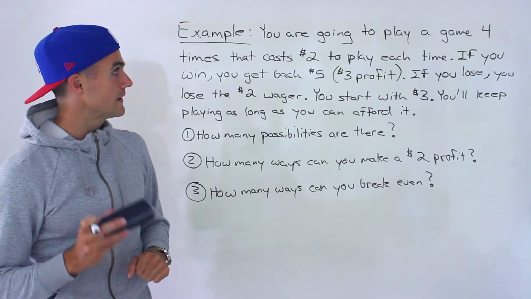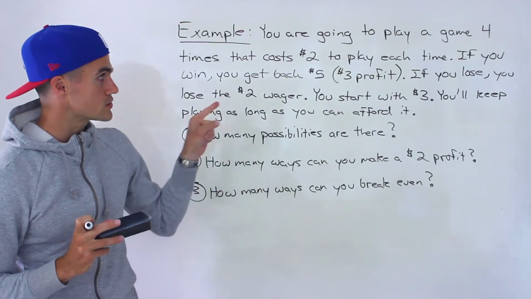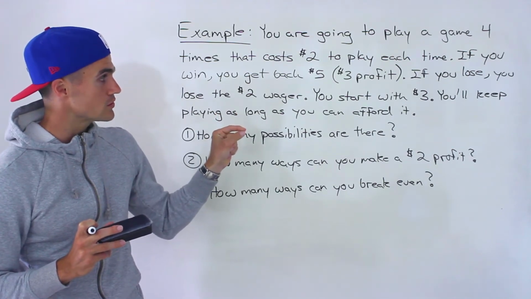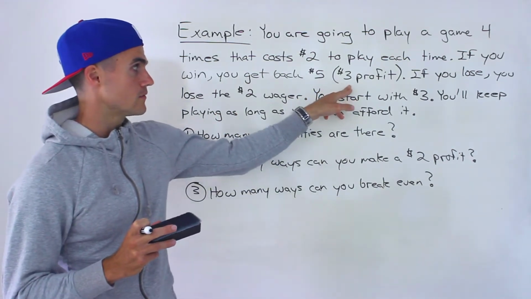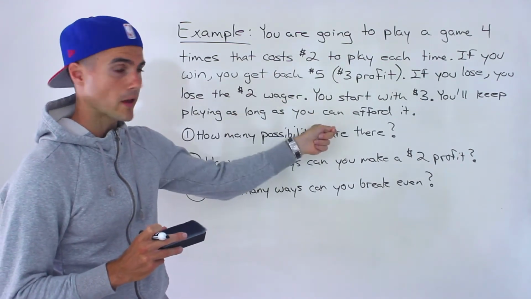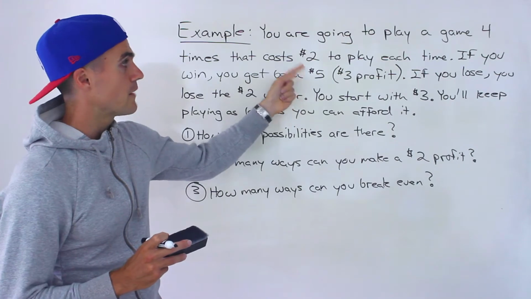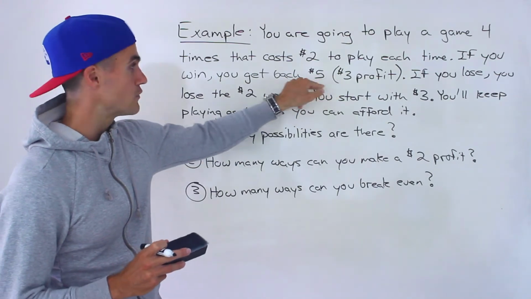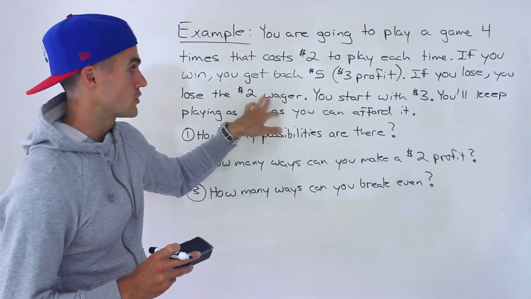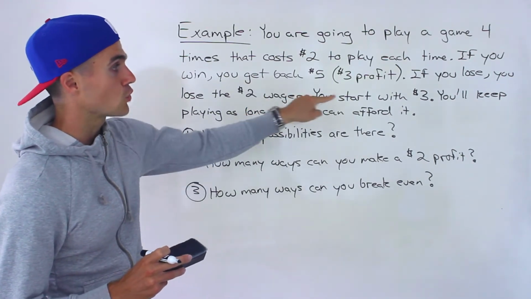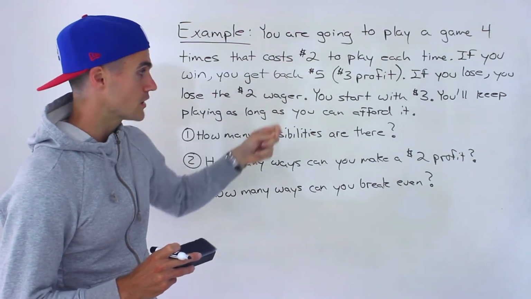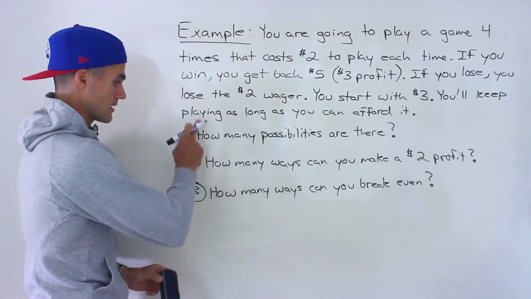So you are going to play a game 4 times that costs $2 to play each time. If you win, you get back $5, or a $3 profit. That makes sense, right? So you're playing a game that costs $2, so you have to put up a $2 bet. And then if you win, you get back 5, which would be a $3 profit, 5 minus 2. If you lose, you just lose the $2 wager. You lose the $2 bet. And you start with 3, and you're going to keep playing the 4 times as long as you can afford it. So we've got to answer these 3 questions.